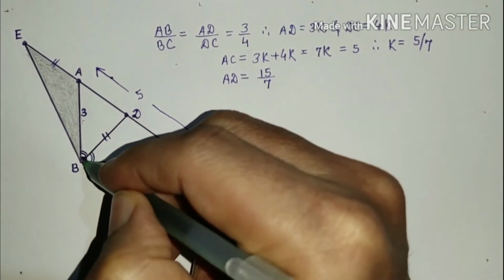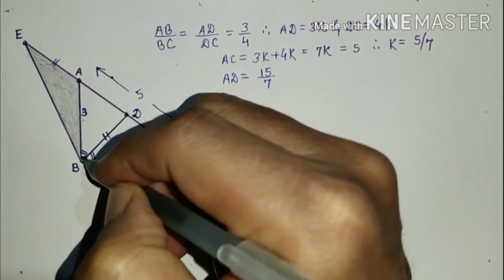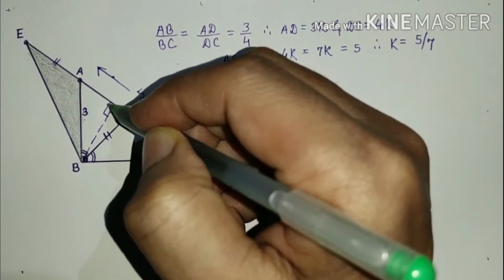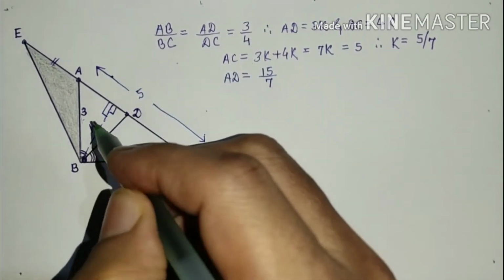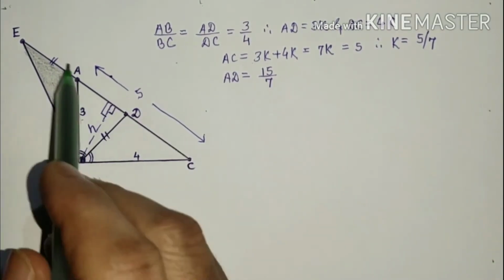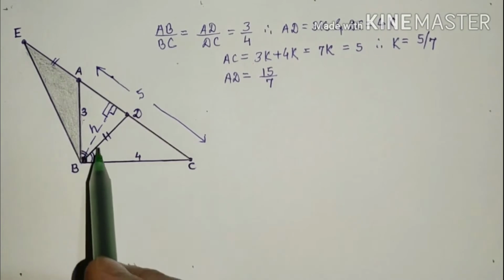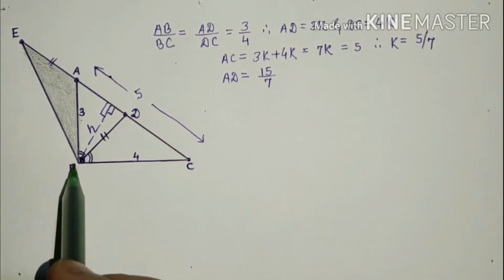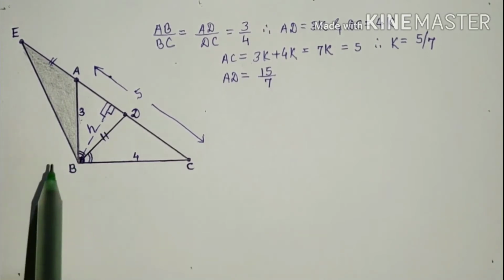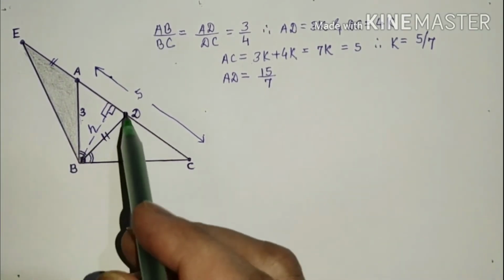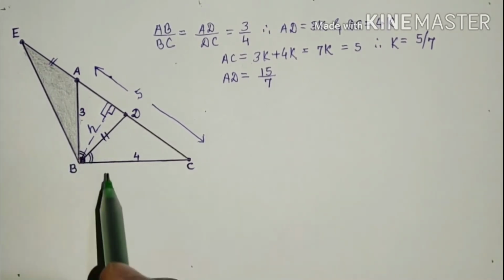Now draw a perpendicular to AC from B. This is also a right angle triangle, and this is the height. This is the height for this triangle as well as for this triangle. So if we calculate the area of this triangle, we can say that area of this triangle is equal to half into EA into this height, but EA is just equal to BD. So if we calculate BD, we will get the area of triangle EAB.